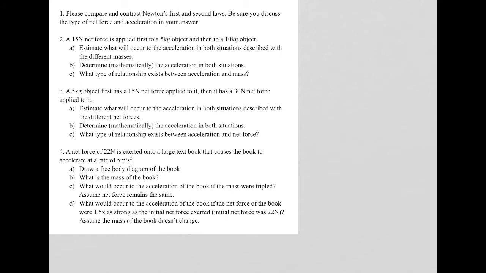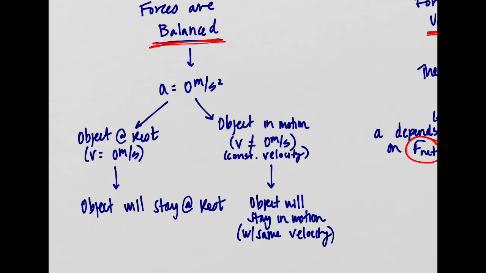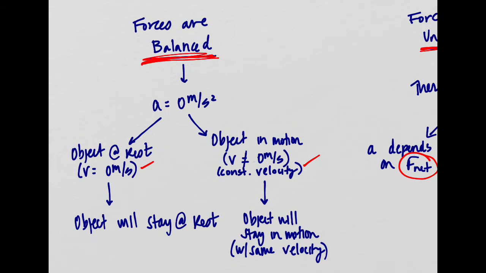Okay, so again, the type of net force for Newton's first law is going to be balanced, right? Because we either have no motion, we're at rest, meaning the velocity is 0, or we have a constant velocity. In either case, the acceleration will be 0. It will not be accelerating, right? And the net forces in both of these situations are balanced, okay?